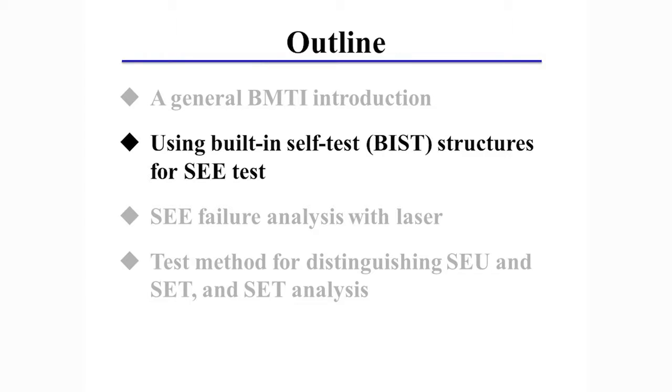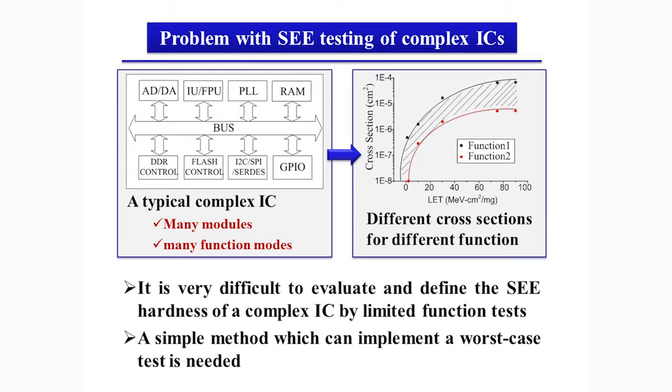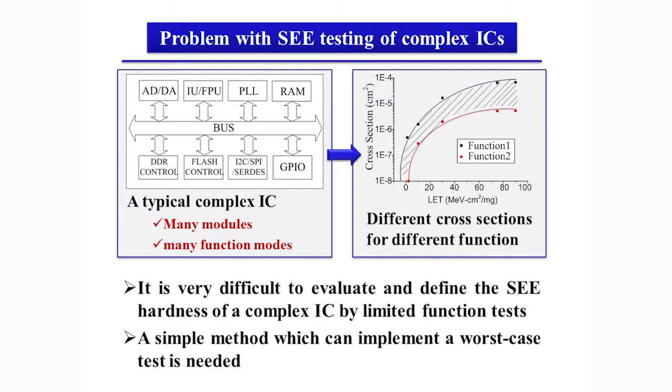Next, we are talking about using the BMBIST structure for SEE test. For a complex IC, it's very difficult to develop. It's very difficult to evaluate and define the SEE hardness by limited function tests. So in my institute, we want to find a simple method to test the worst case.